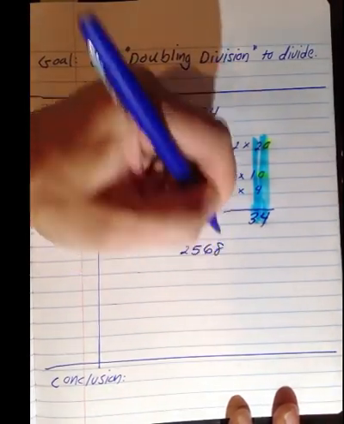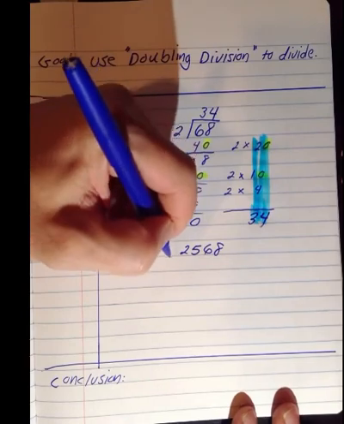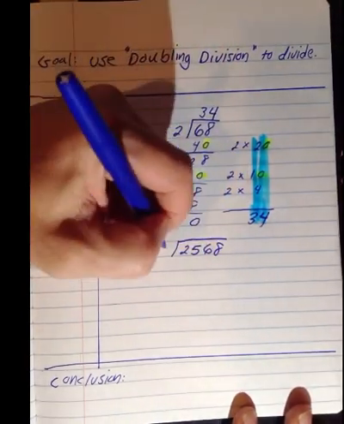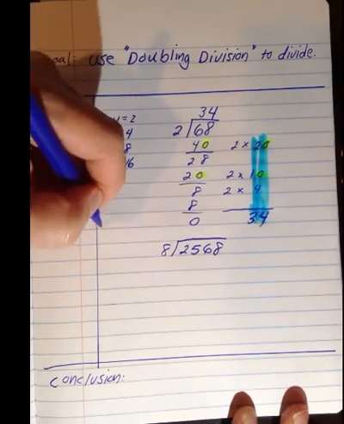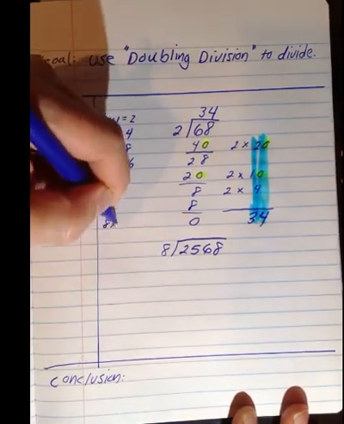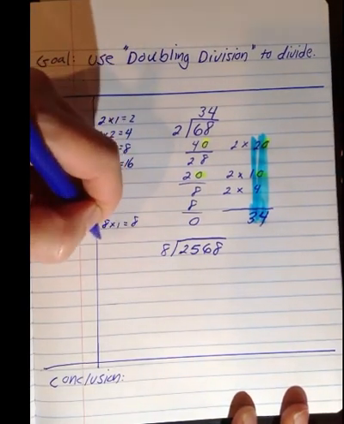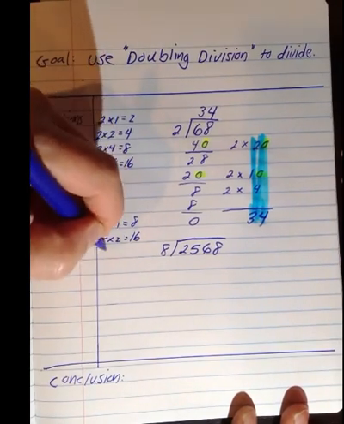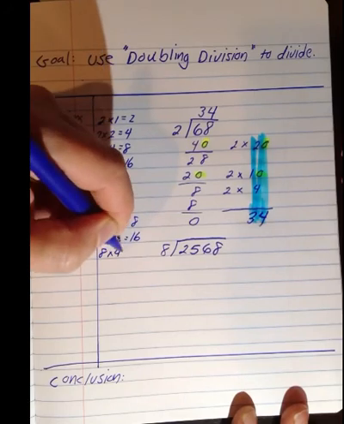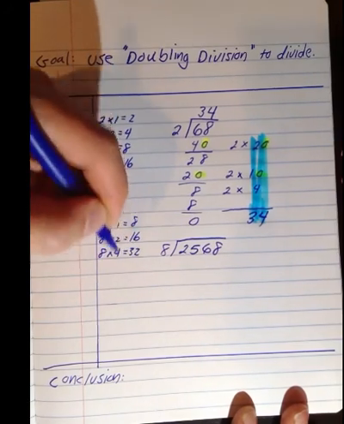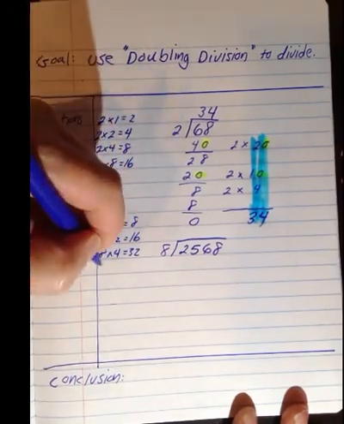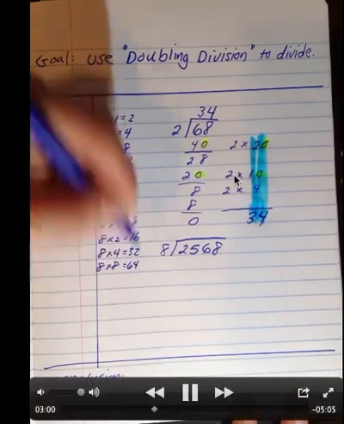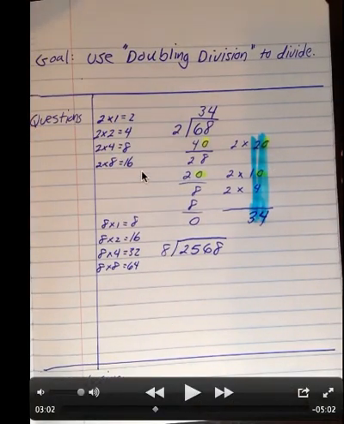Our next example is going to be 2,568 divided by 8. So we're going to make our key. 8 times 1 is 8. 8 times 2 is 16. 8 times 4 is 32. And 8 times 8 is 64. So these are the predetermined sizes of our groups.